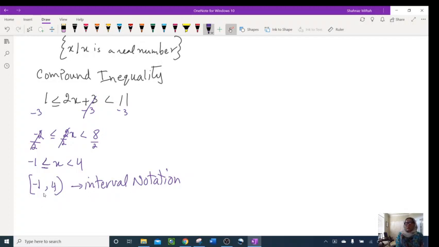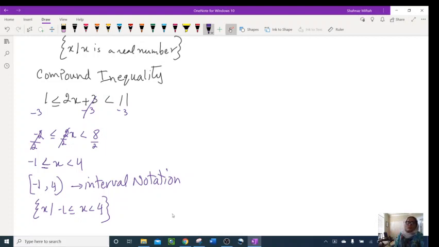Let's try set builder notation. Do you see this? This is already, I got it. You can just put this in set builder notation, something like that. The set of all x such that, and you just put this in, x less than 4, x greater than or equal to -1, close the set, and you're good to go. Okay, that's how you do it.